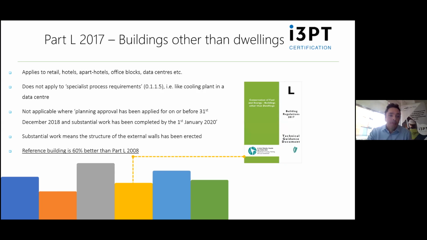Part L 2017, buildings other than dwellings, applies to retail, hotels, apart hotels, office blocks, and the like. It does not apply to specialist process requirements, i.e. cooling plant and data centers. It is not applicable where planning approval has been applied for on or before the 31st of December 2018, and where substantial work has been completed by the 1st of January 2020.